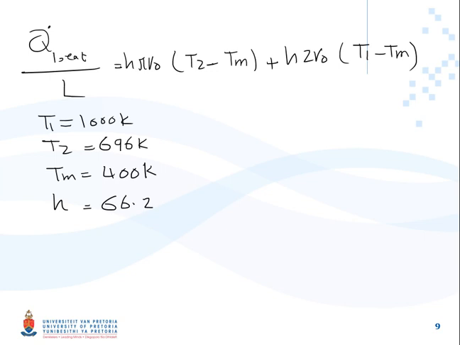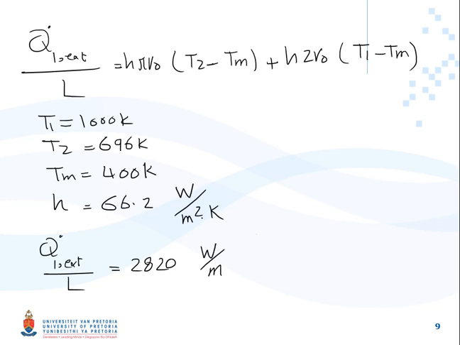What is the unit of convection heat transfer coefficient? Watt per m²K. Okay, so now we have all those numbers. We know the pi, r_o, we have it. So if we put everything into the correlation, the final answer for Q dot 1 ext divided by L is equal to 2820 watt per meter.